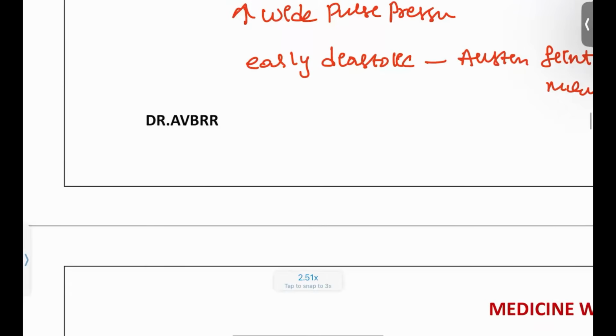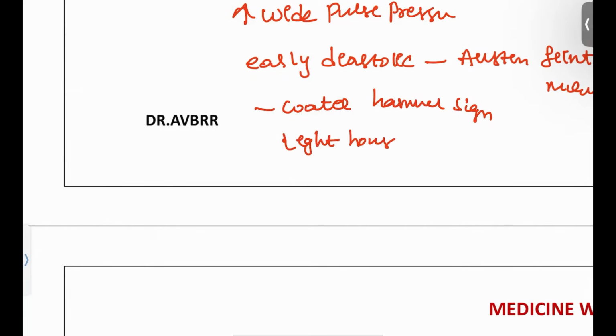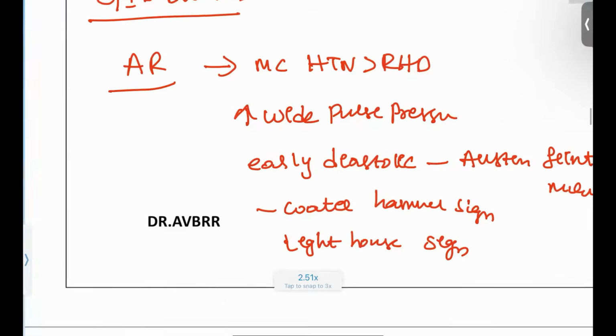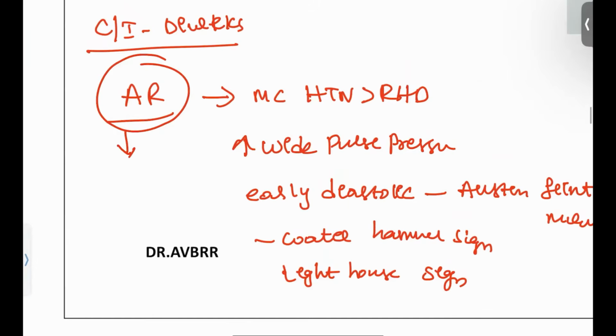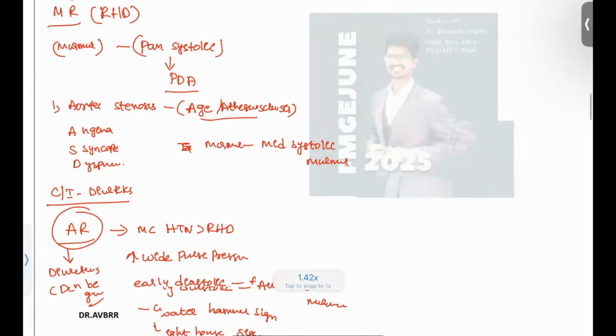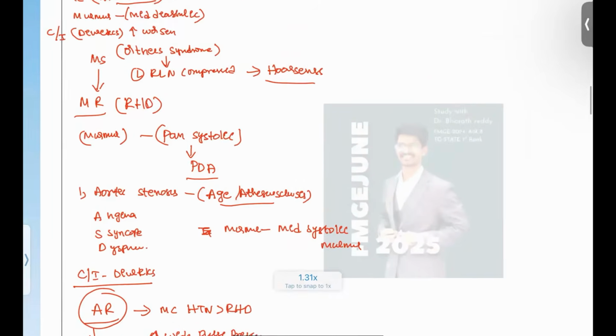And next, there are specific signs you may have heard of: the water hammer sign and the lighthouse sign. Both of these signs are seen in aortic regurgitation. In aortic regurgitation, you can give diuretics, so the patient can be given diuretics. The only conditions where they are not given are aortic stenosis and mitral stenosis.